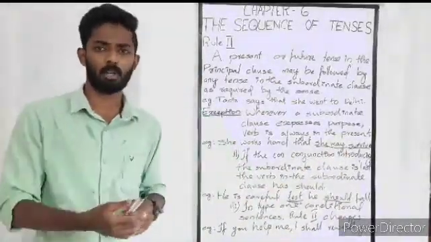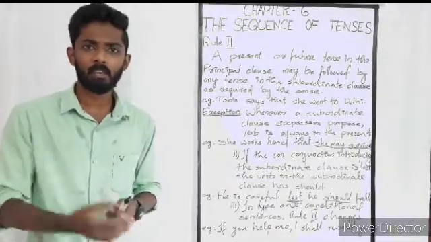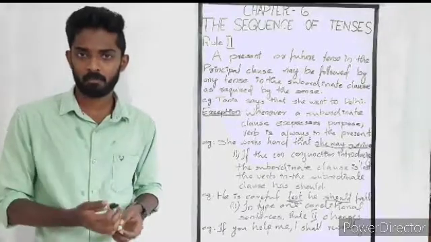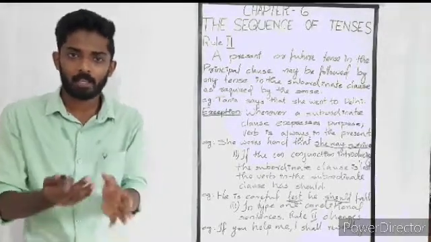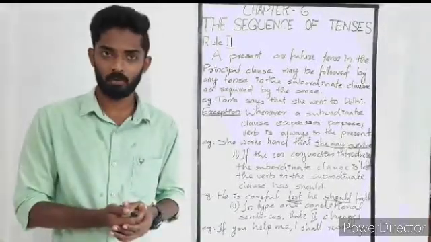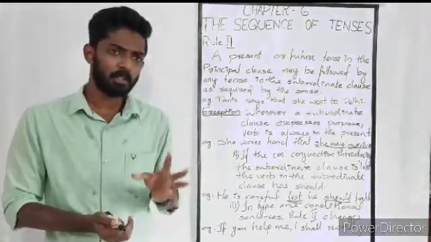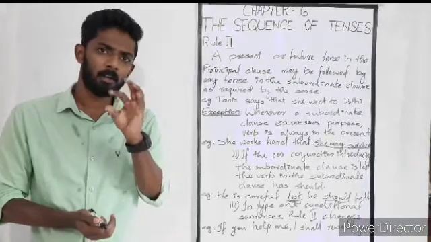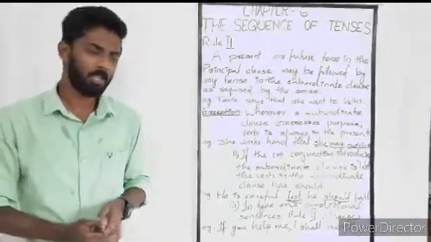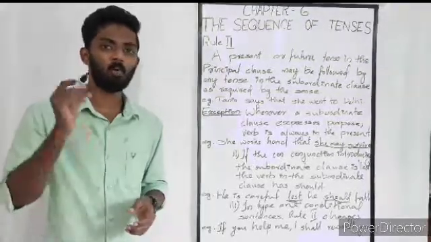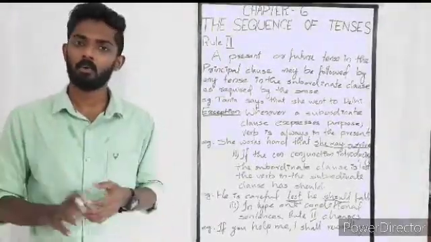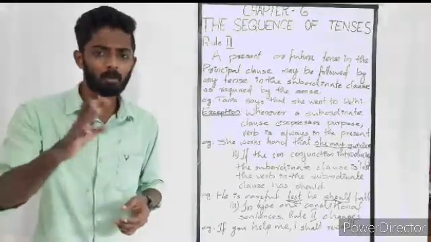I can give a few more examples: he will be careful lest he should fall. What does it mean? It means he will be careful that he may not fall. So here in the first example, the present form is used and the word should is used. In the second example, the word will is used, which means a future tense is used, and the word should is used.